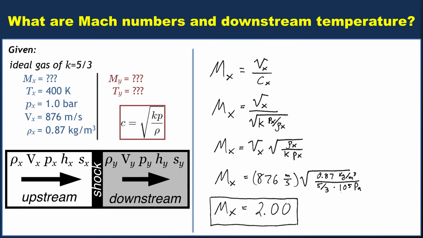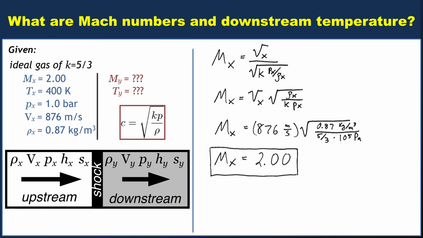It is definitely a supersonic flow, which we figured, it was forming a shock. All right, so we know Mx, and we'll fill that in over in the table on the left. Remember, Mach number is unitless. It's the ratio of two speeds. Okay, next step. Well, we need to figure out the downstream Mach number and the downstream temperature.